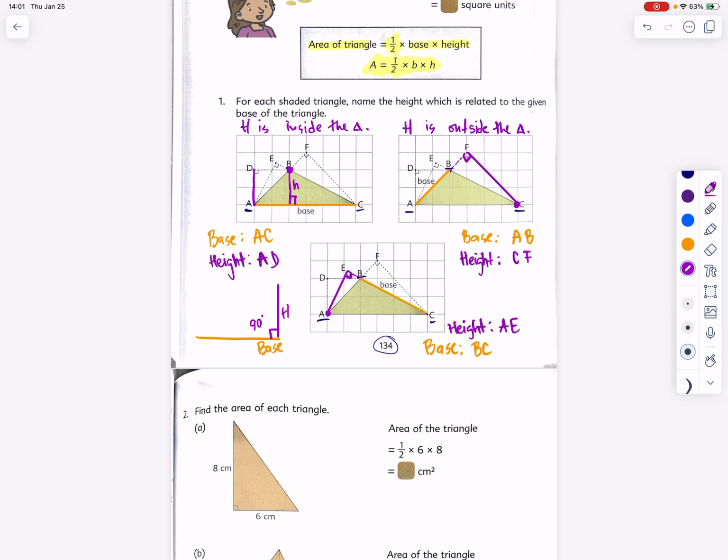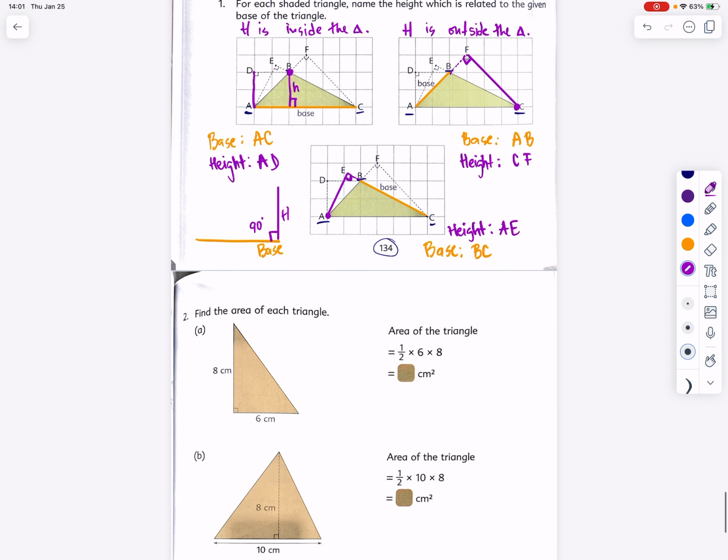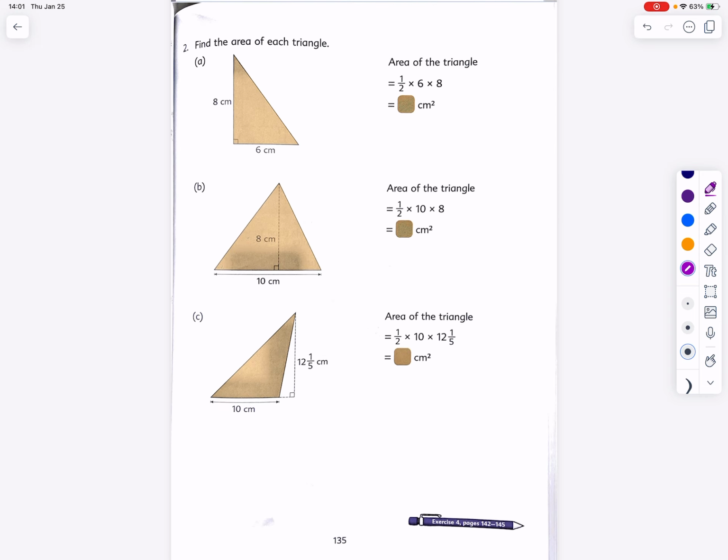I hope you find this instruction helpful because it's not always easy to identify height and base. Let's practice this very simple concept next. How do we find the area in number 2? In example number 2, find the area of each triangle A, B and C.